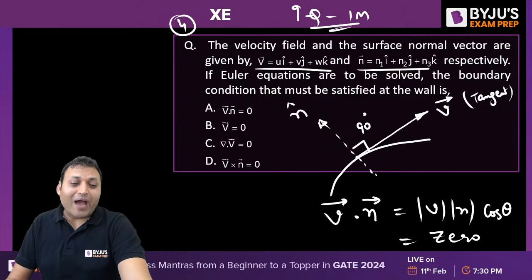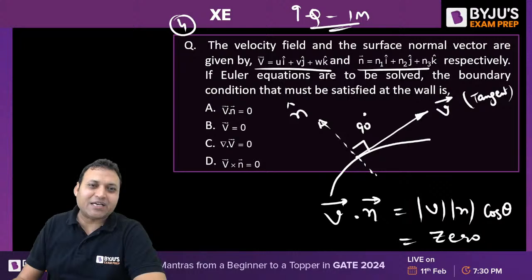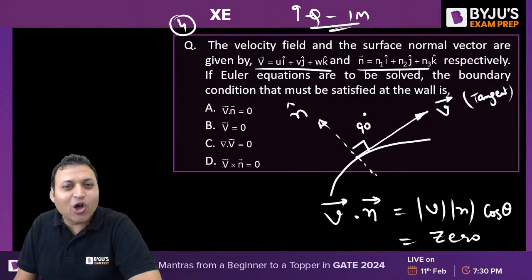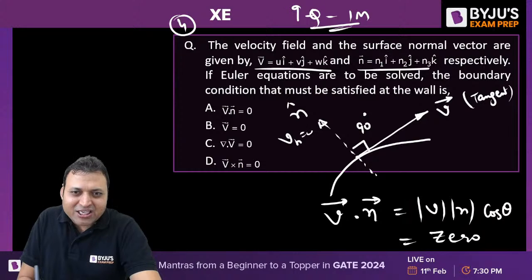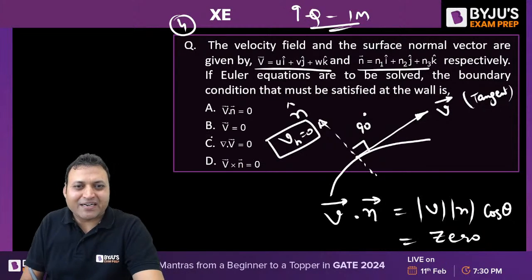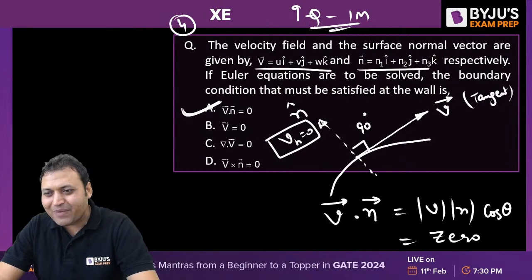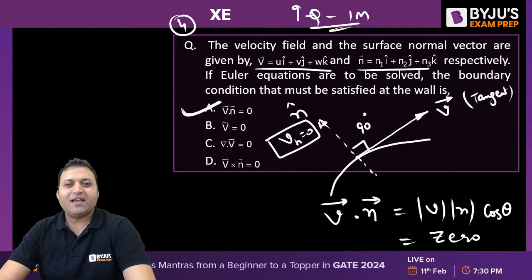There is no flow across the streamline. You must know there is no flow across the streamline. The flow is always along the streamline. The velocity component in the normal direction will be 0. So the dot product of the velocity vector and the normal vector must be 0. It must be option A. A will be the answer. All right.